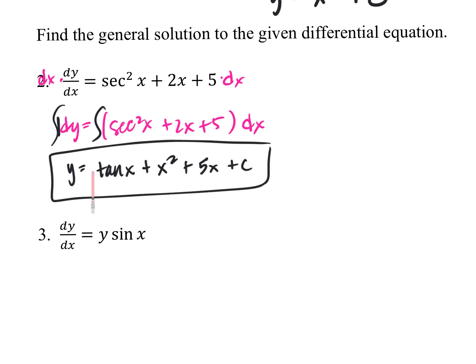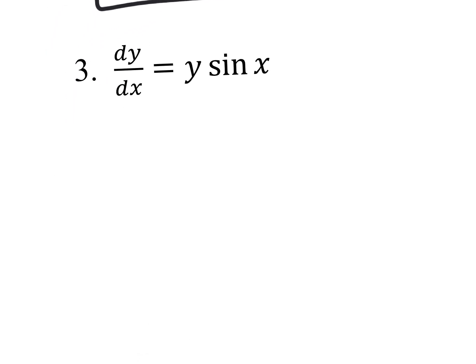So, is a way to check this, can we say dy dx, boom. The derivative of tangent is secant squared. The derivative of x squared is 2x. The derivative of 5x is 5. The derivative of a constant is nothing. So the derivative of this should get us what we started with. Deal? Now it gets a little dicier.